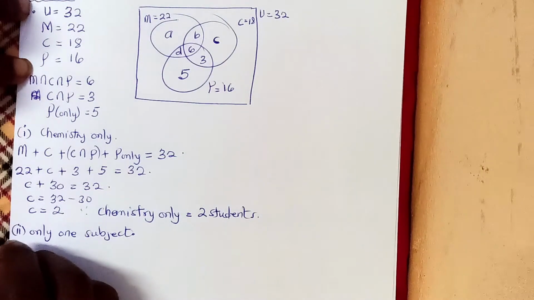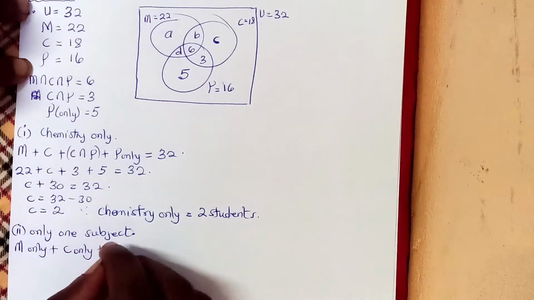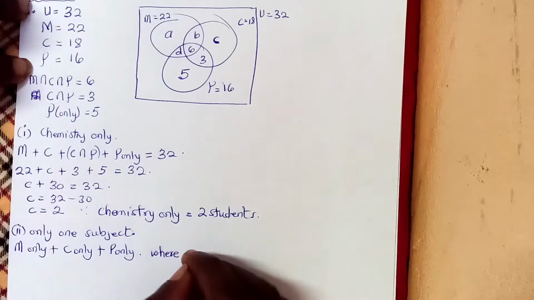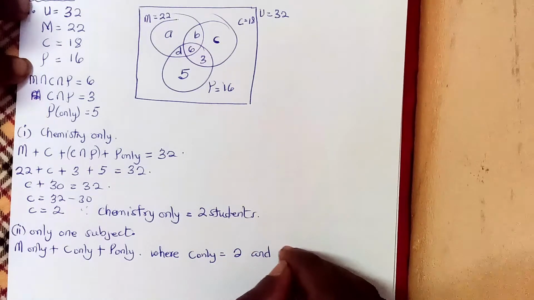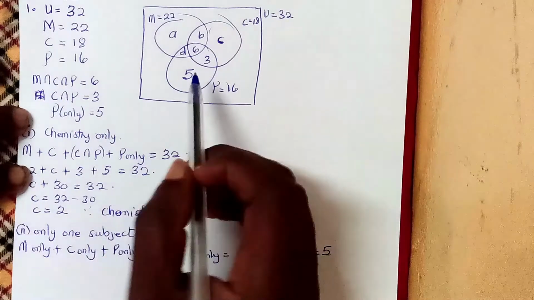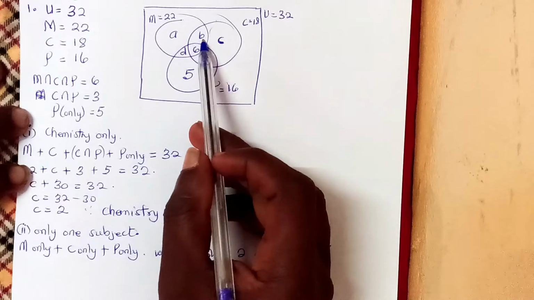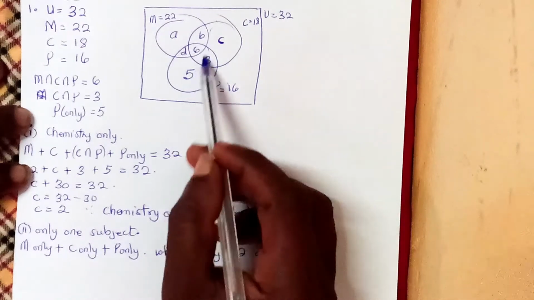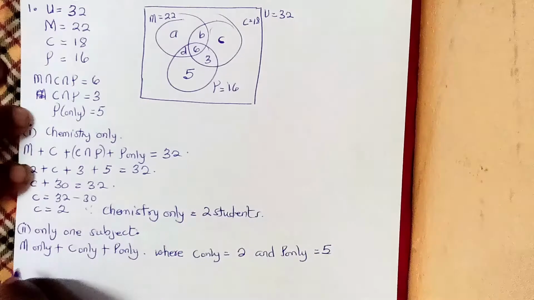But before, let's write the equation. We have A maths only plus chemistry only plus physics only, where chemistry only equals 2 and physics only equals 5. So therefore, we have to use the chemistry side to find for the B. Since we have this, we can find for the B here. And also we have to find for the D. We have the figures in here, and that of D is not known. So we equate this to the 16 to find for D. We also equate this to the 18 to find for the B. So let's write the equations. That's the first one, the B.